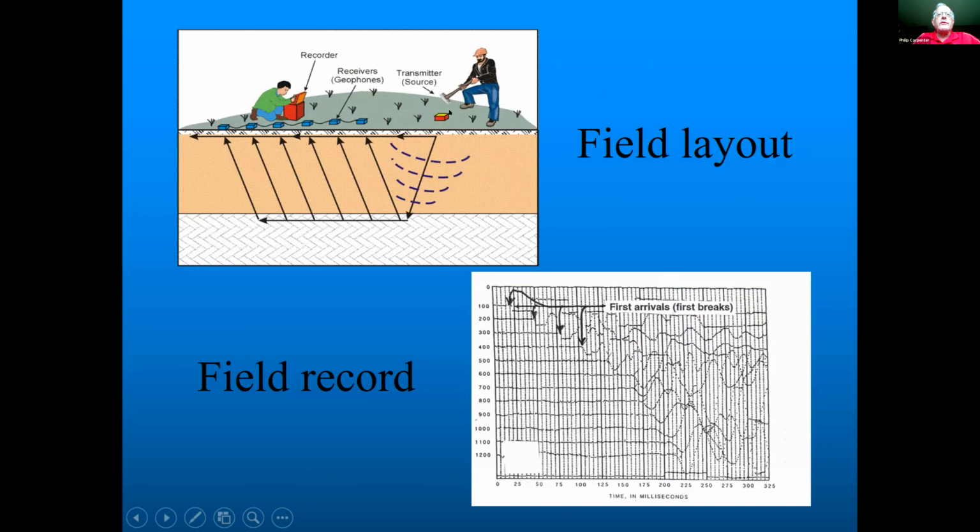So the field layout is you hit basically a plate with a hammer. The waves go down and then they come back up at some point. And this is actually what the data looks like. What you're basically interested in with the refraction are the first arrivals. So the very first arrival of the waves, that tiny little blip there, that's what you want. The rest of the stuff is stuff like surface waves or reflected arrivals.